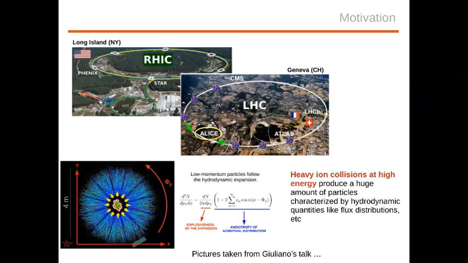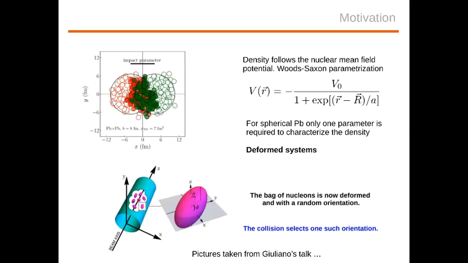Well, probably all of you already know that the motivation for this kind of studies is because in these heavy ion collisions at high energies, a lot of particles are produced, and then when one analyzes the flux of those particles by using hydrodynamic ideas, it turns out that you can explain many of the experimental data by using simulations that use a very simple approach for the starting condition.